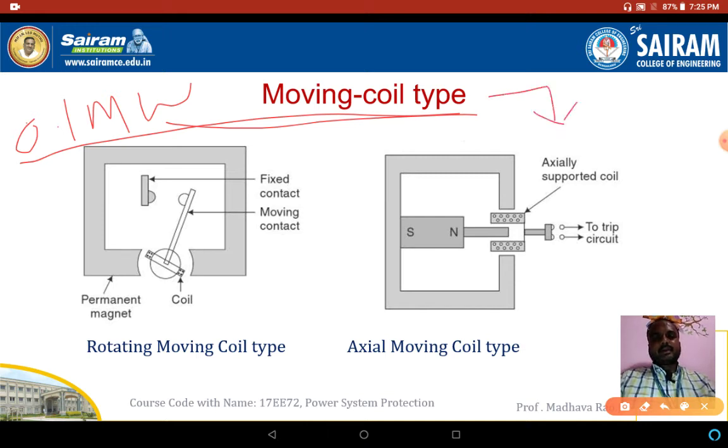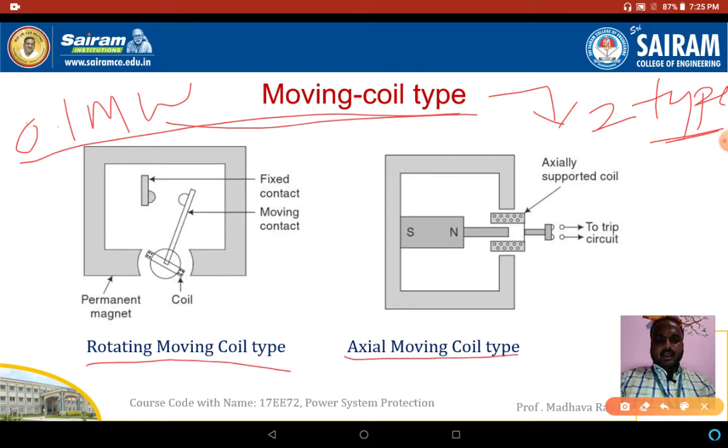These relays are classified into two types: rotating moving coil and axial moving coil type. Coming to the rotating moving coil type relays, it is similar to a moving coil indicating instrument type relay. In this figure you can see the rotating moving coil type construction. It has a permanent magnet, fixed contact, moving contact and one coil.